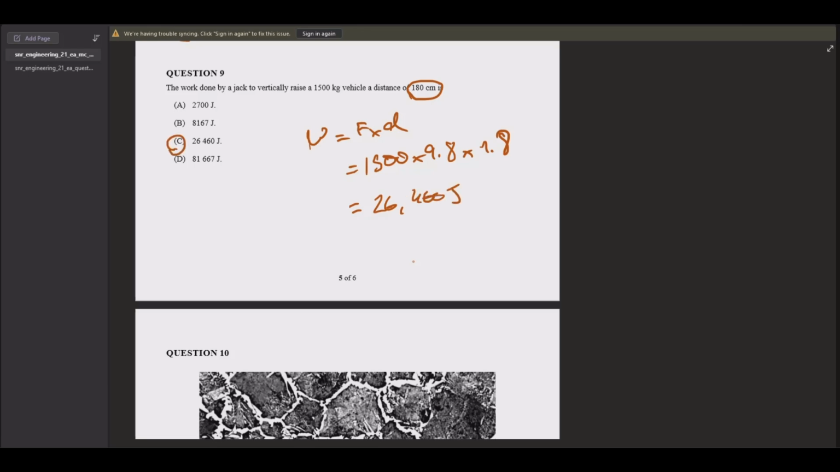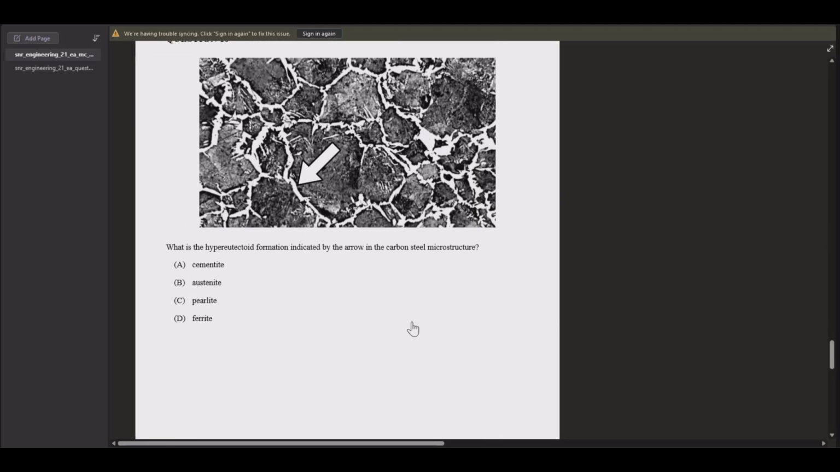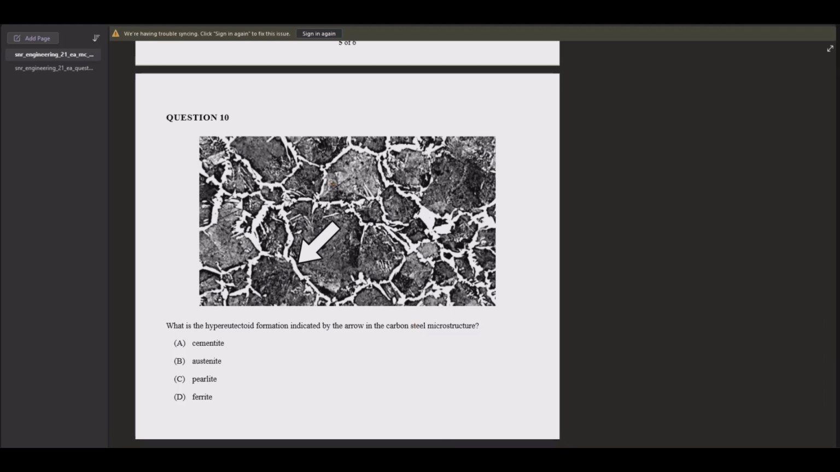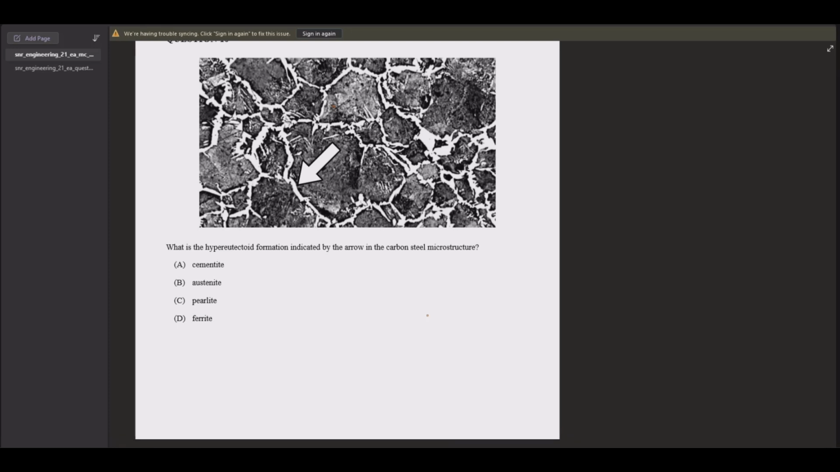Exactly. Hey, a microstructure question. Very simple one. Whoa. So, hypereutectoid. Let's draw out the carbon phase diagram. Just very simply. This area here, this is austenite. It's denoted by the symbol gamma. There are some regions up here as well, but we're not going to worry about them.